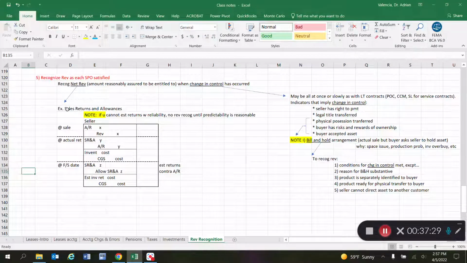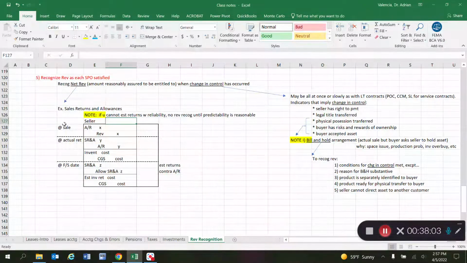What's another example? Sales returns and allowances. So notice how through sales returns and allowances, we need to incorporate that net amount as the revenue recognized. And here's something real important, okay? And this I mentioned before. If you cannot estimate the returns with reliability, in other words, if you cannot estimate that variable consideration with reliability, then you are not allowed to recognize that revenue until predictability is more reasonable. Okay, and that's very important.